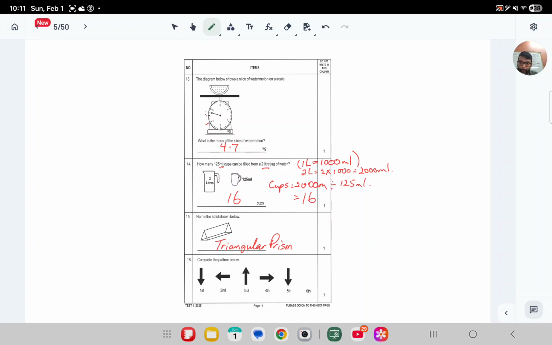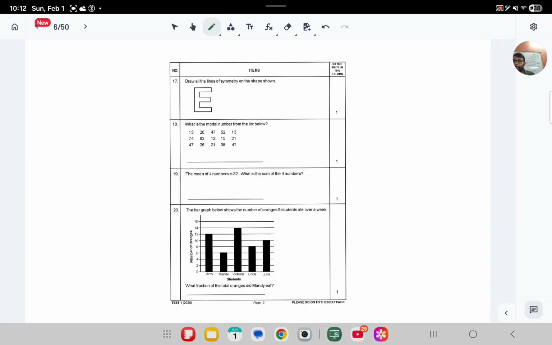Number 16, complete the pattern below. So the pattern starts facing down, then to the left, then up, to the right, down. So we know that the pattern started again at the 5th. Alright, so therefore, based on this, it will have to point to the left. Draw all the lines of symmetry on the shape shown. We have an E, so the line of symmetry will be a horizontal line.